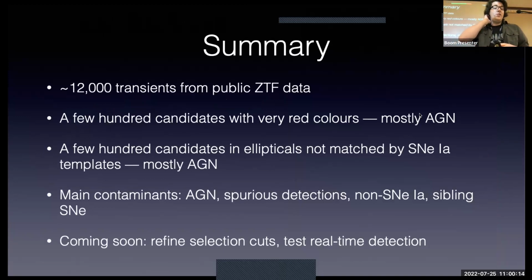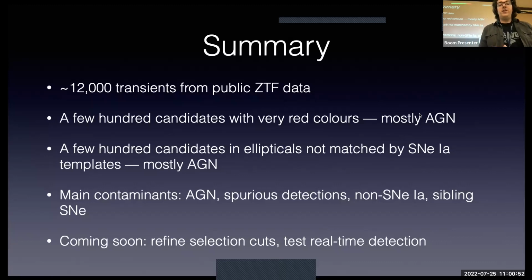Okay, so then just to summarize everything, we looked for lens supernovae in the ZTF public data and started with about 12,000 objects. And we looked for objects that had very red colors. We found a few hundred candidates, but most of them were AGN. And then we had a lot of supernovae that just had been heavily reddened. We looked for supernovae in ellipticals and checked whether they're consistent with being type Ias at that redshift. And again, we found a lot of AGN and some non-Ias and a lot of Ias that had junk detections that flagged them as outliers.